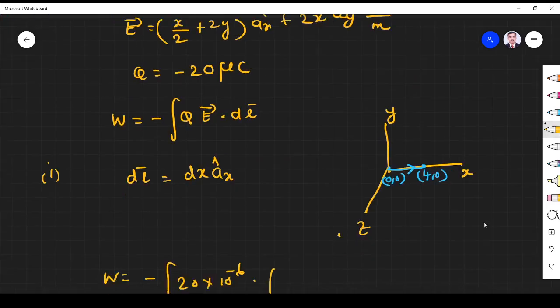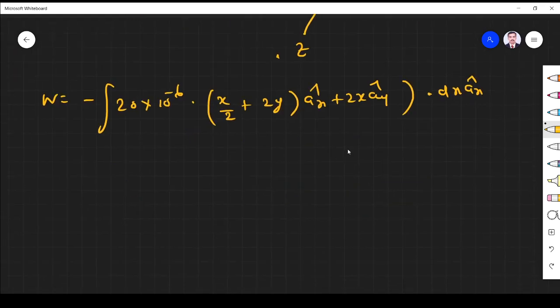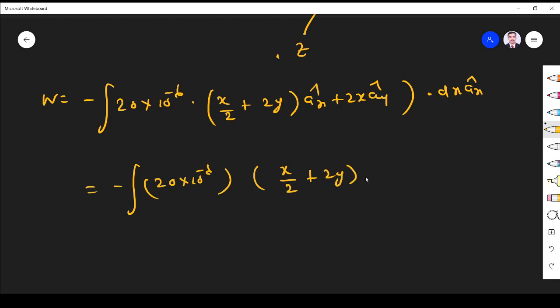So W = -20 × 10^-6 ∫E · dl, where E is (x/2 + 2y) ax + 2x ay, dot dx ax. Fine. If you take the dot product, what will happen? ay · ax is 0, and ax · ax is 1. So it will become -20 × 10^-6 ∫(x/2 + 2y) dx only. Now integration with respect to x.